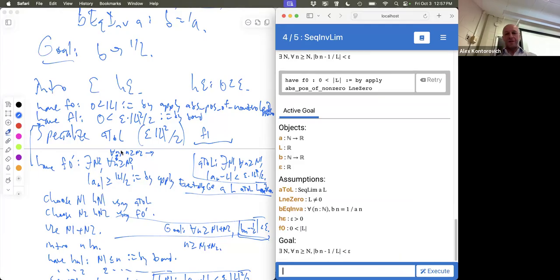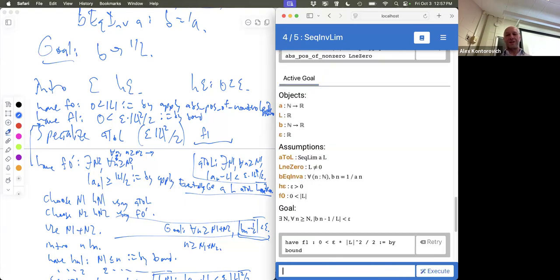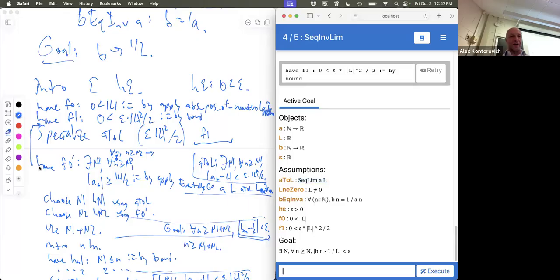Okay, that was F1, that was F0. Let's have F1. F1 is that epsilon times absolute value of L squared over 2 is also positive, and bound is going to take care of that for us. Very nice. Let's have this F0 prime.